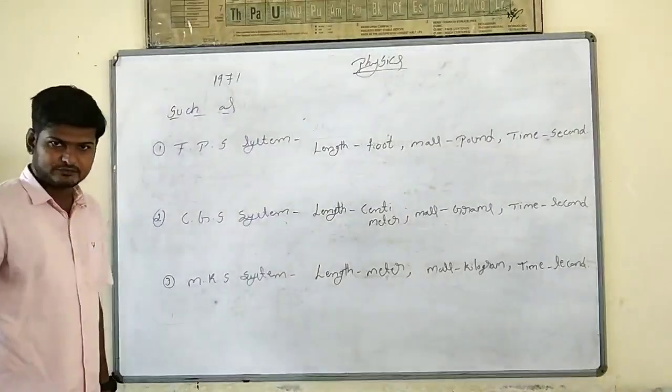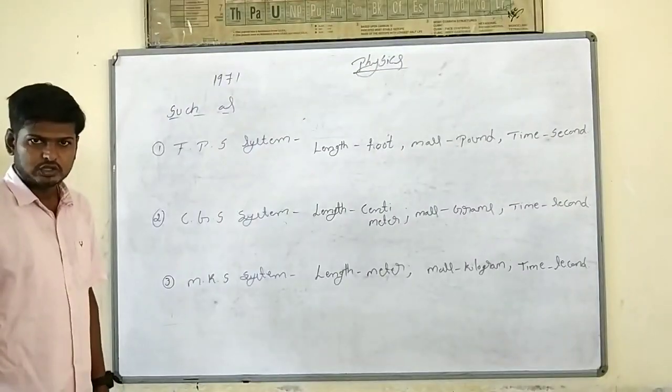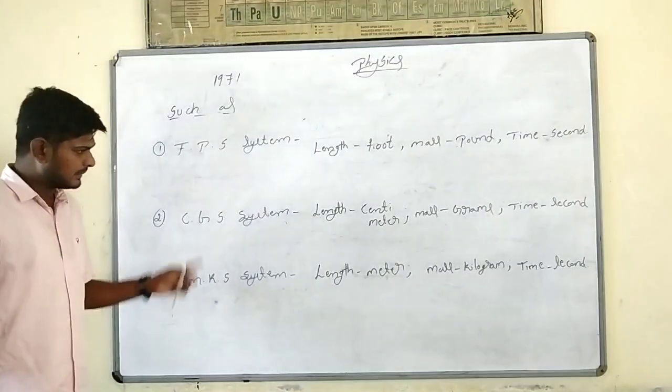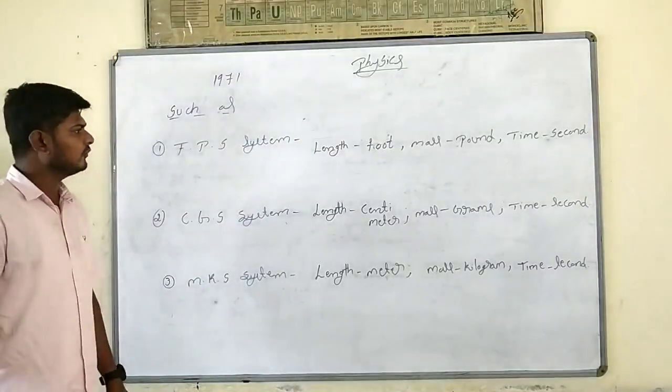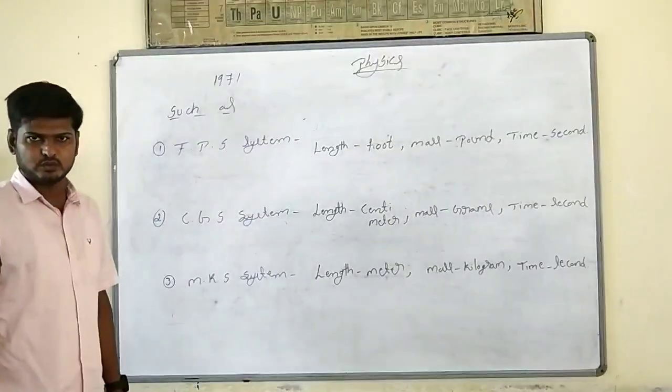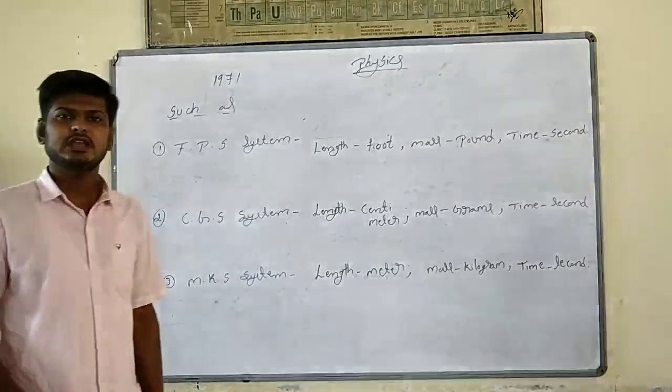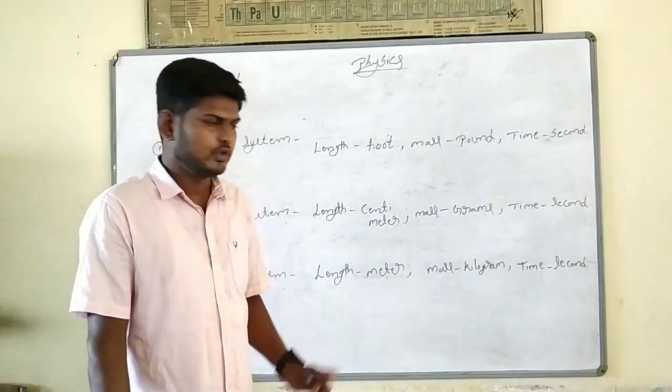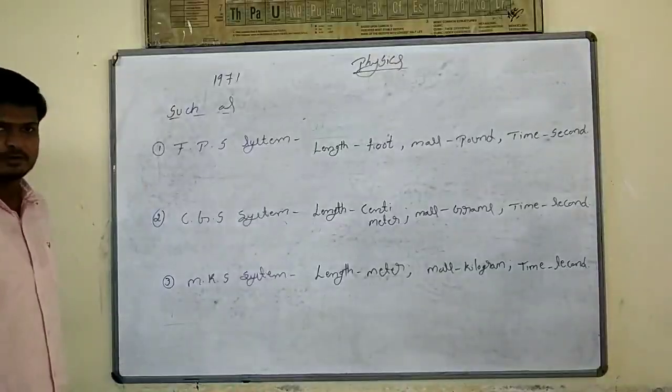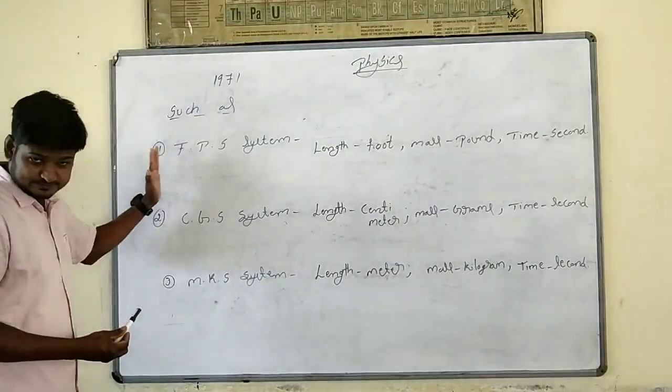From your board exam point of view, they will ask a compulsory question: mention the various types of system of units. Keep in mind, there are three systems of units. They will ask it as a 3 marks question.